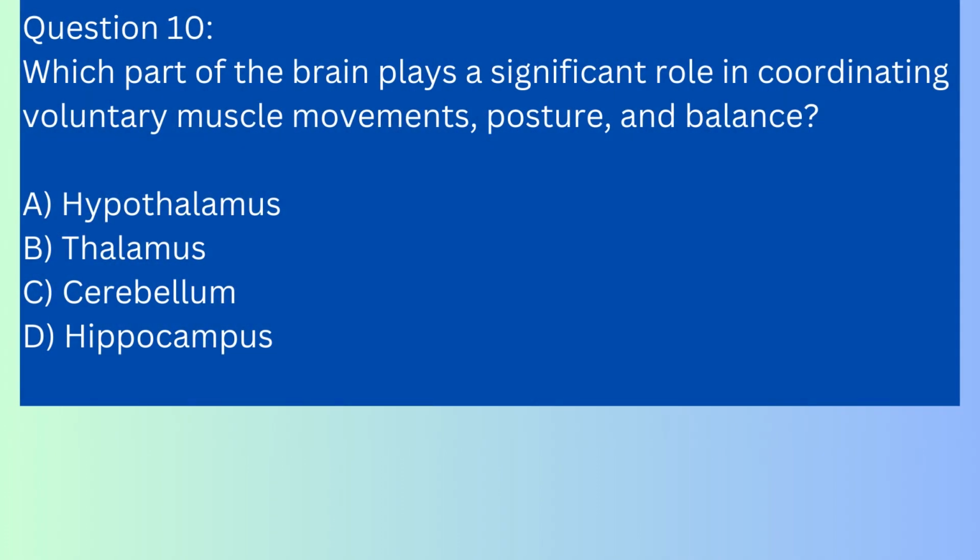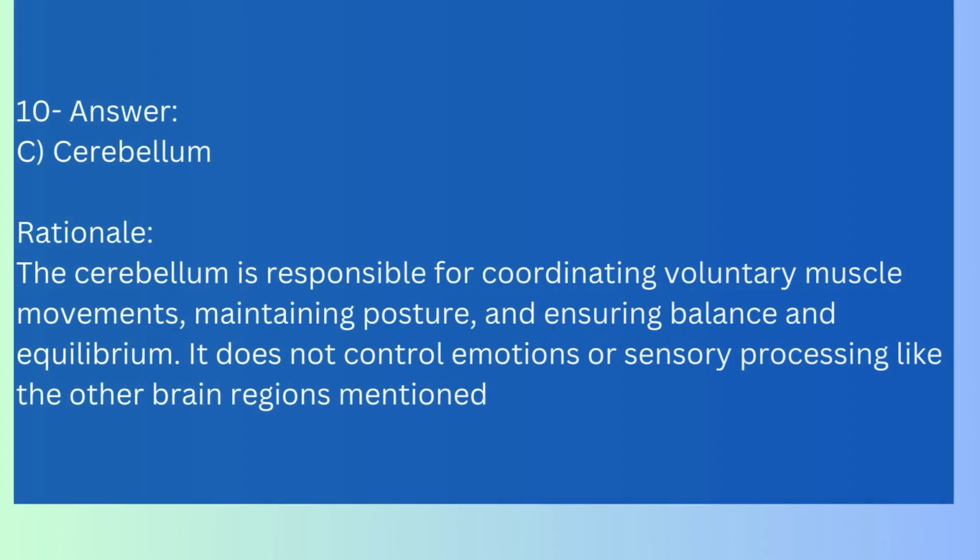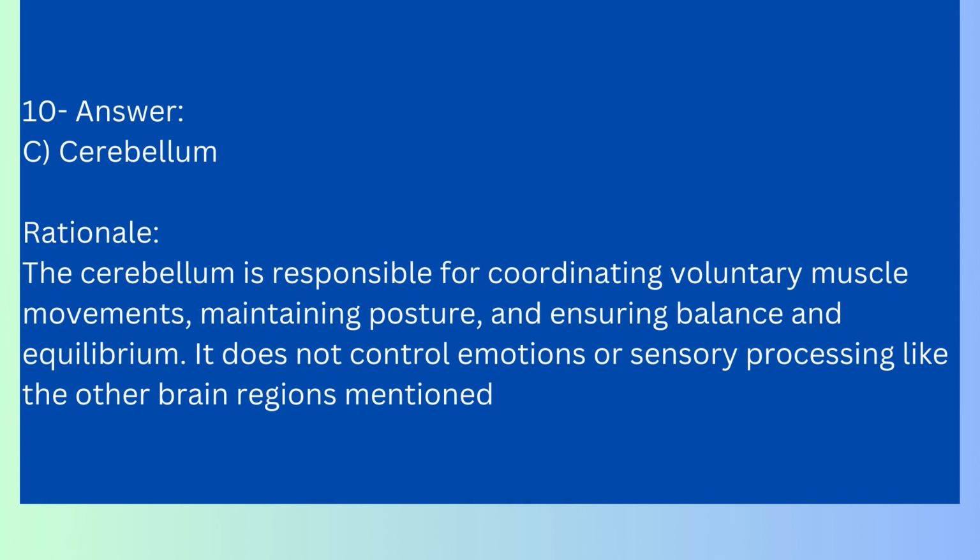Question 10. Which part of the brain plays a significant role in coordinating voluntary muscle movements, posture, and balance? A. Hypothalamus. B. Thalamus. C. Cerebellum. D. Hippocampus. Answer. C. Cerebellum. Rationale. The cerebellum is responsible for coordinating voluntary muscle movements, maintaining posture, and ensuring balance and equilibrium. It does not control emotions or sensory processing like the other brain regions mentioned.